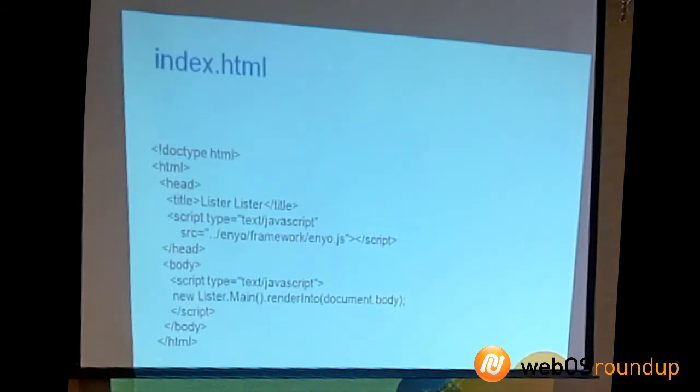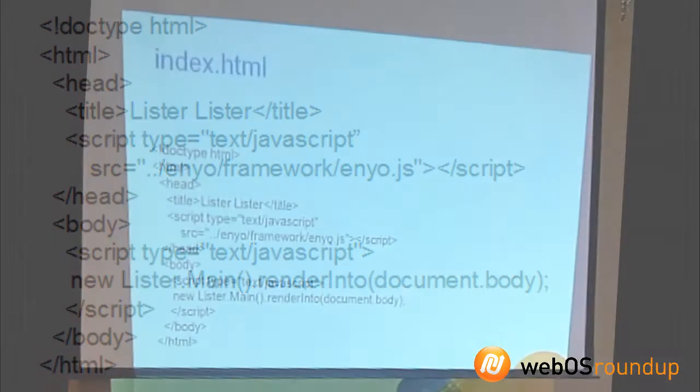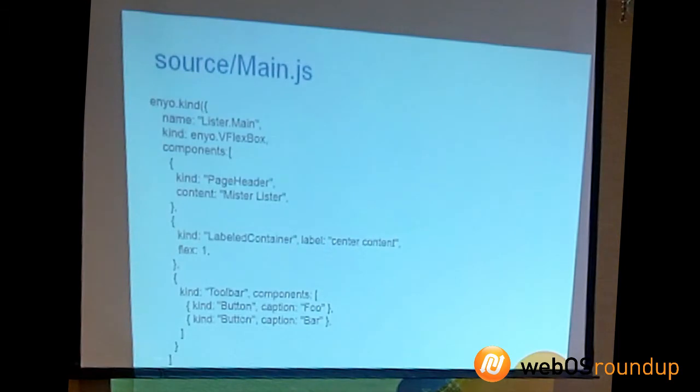But the second script tag is pretty easy. It's just saying render. And the lister.main is a name that you assign that you'll see in just a little bit when we get to our main.js file. That's your basic setup. Those are the base components that you need for an Enyo app.